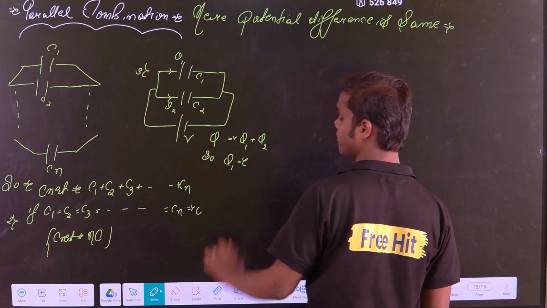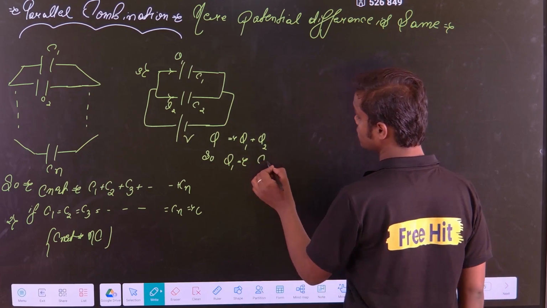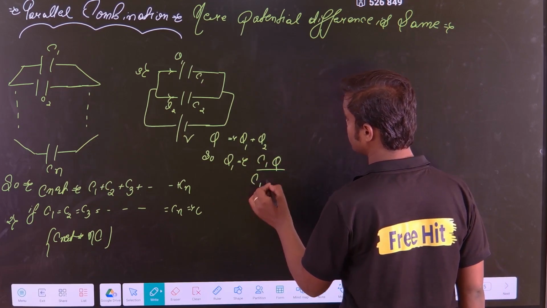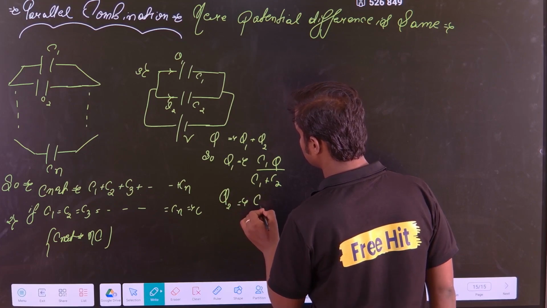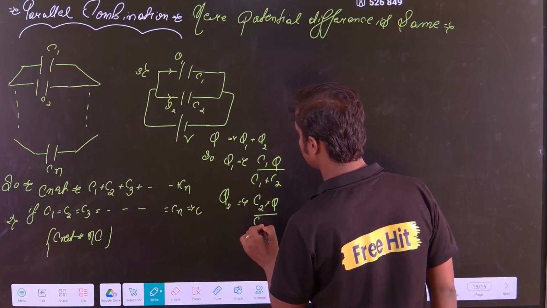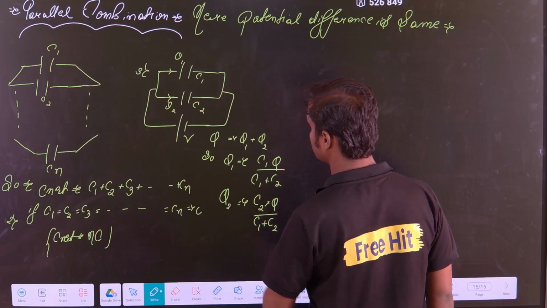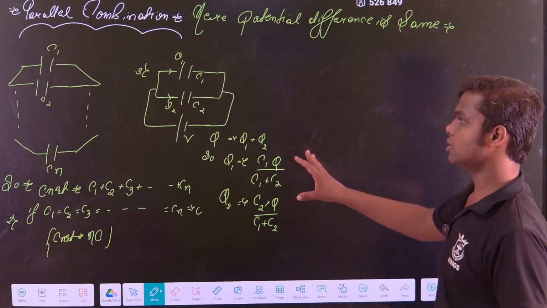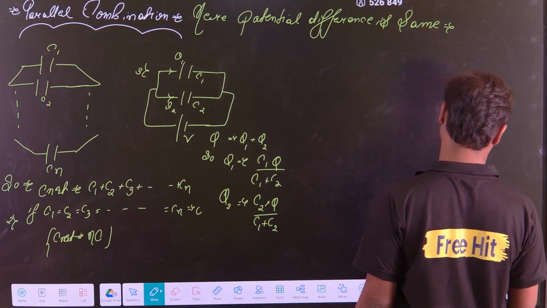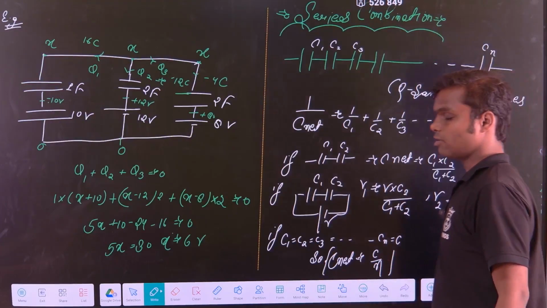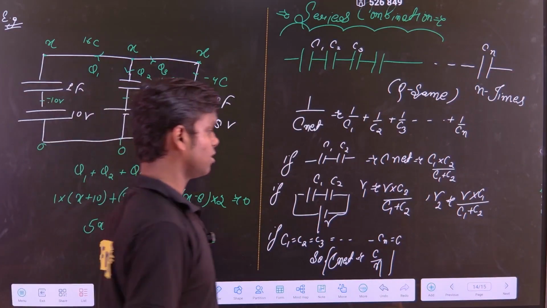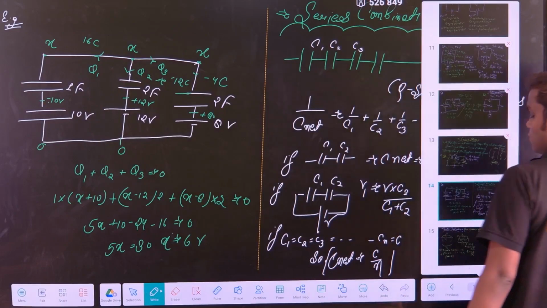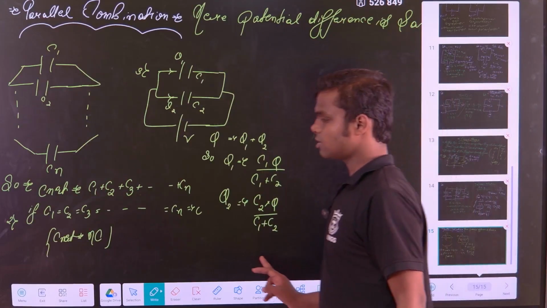If I ask you, Q1 will be simply written as C1 into Q divided by C1 plus C2, or Q2 will be simply written as C2 into Q divided by C1 plus C2. This is called the charge distribution theorem, just as we have the voltage division rule. Similarly, it's called a charge division rule. So these are the series parallel combinations.